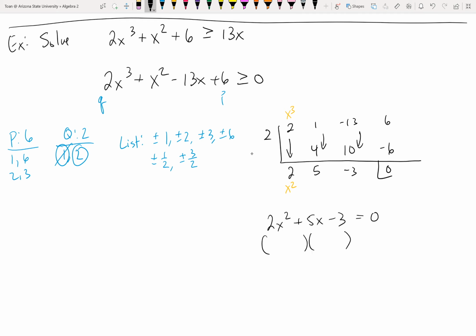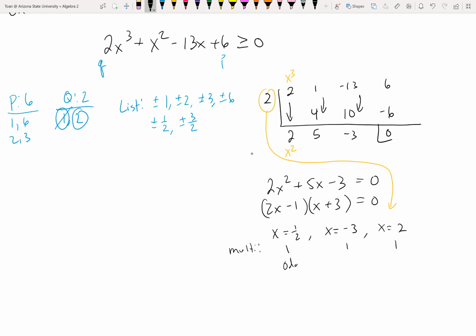Well, again, I picked this example for a reason, because it is factorable. 2x and an x. It's going to be 2x minus 1 and an x plus 3. So that gives us x equals 1/2, x equals -3, and of course we can't forget what we guessed, x equals 2. I hope everyone can agree that each of these answers only shows up once. They have a multiplicity of 1, which means odd.